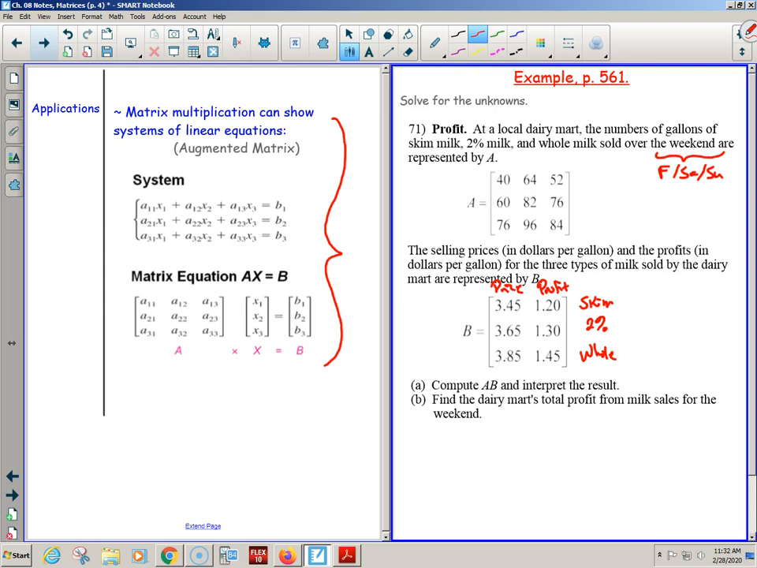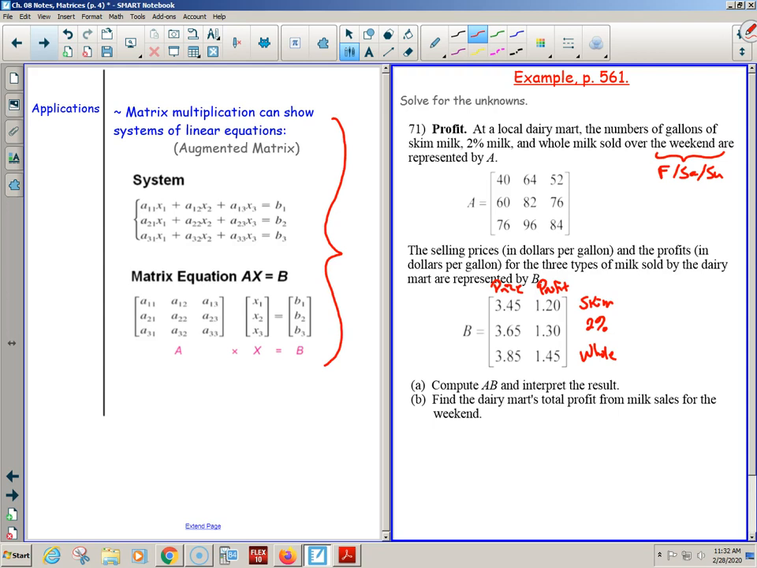So guys, hold on. If they tell me to compute A times B, and if there's an interpretation to the result of A times B, how can I label the original matrix based on what I just figured out are the rows and the columns of this matrix? Can you figure it out?